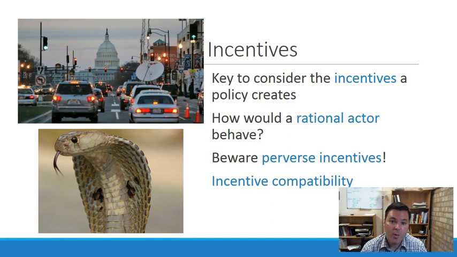Well, that is incentive compatibility. We are changing the incentives of driving so that it is in an individual actor's own self-interest to not drive. Not driving being the thing that we want, the socially desirable outcome. Incentive compatibility is lining up those individual incentives with the socially desirable outcome.